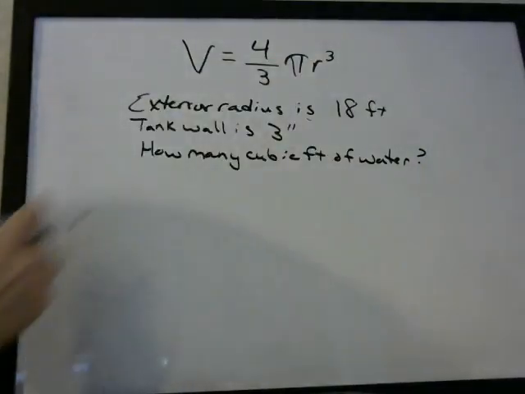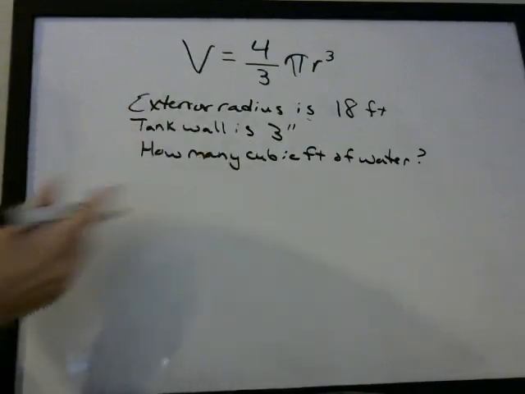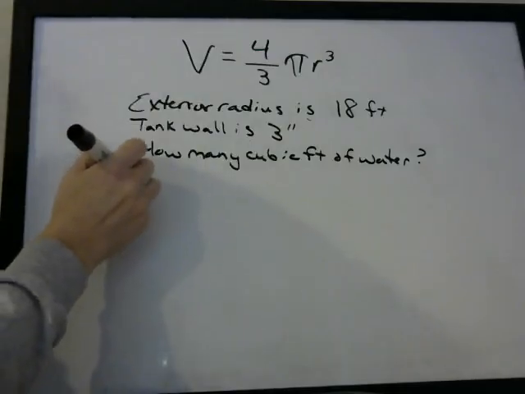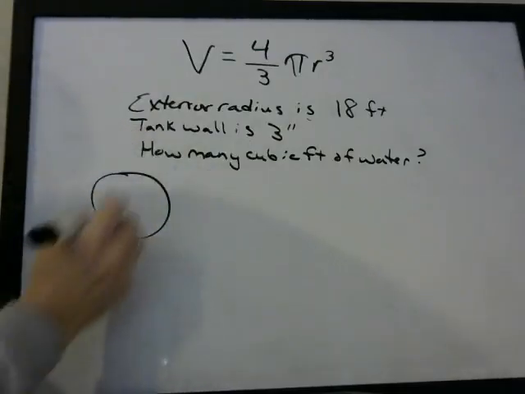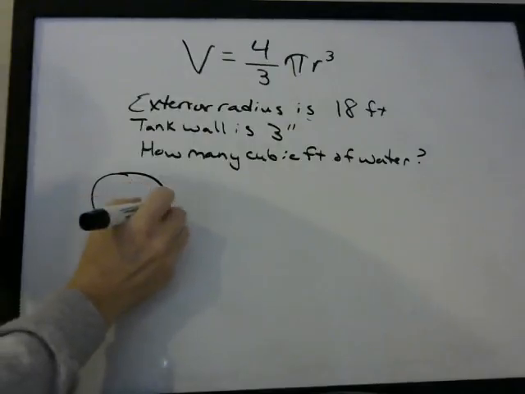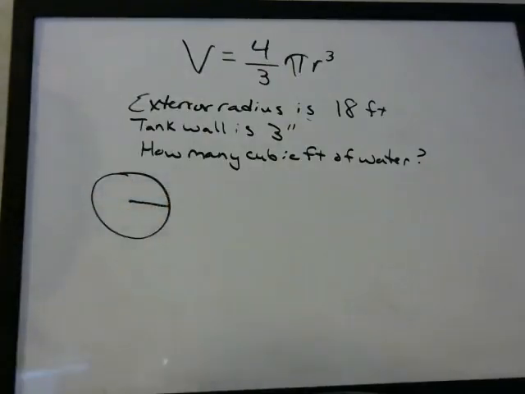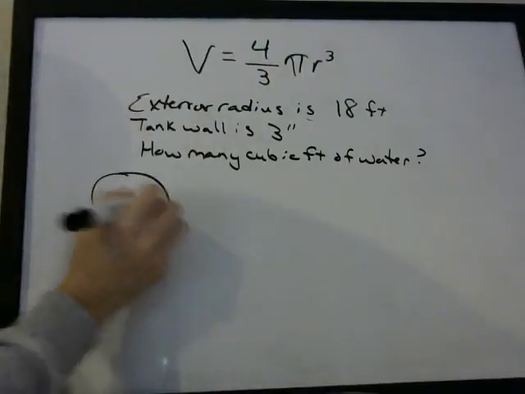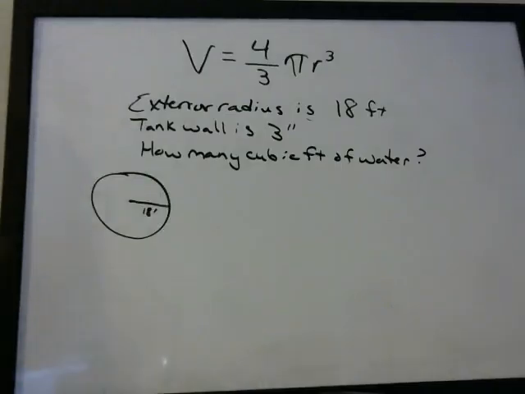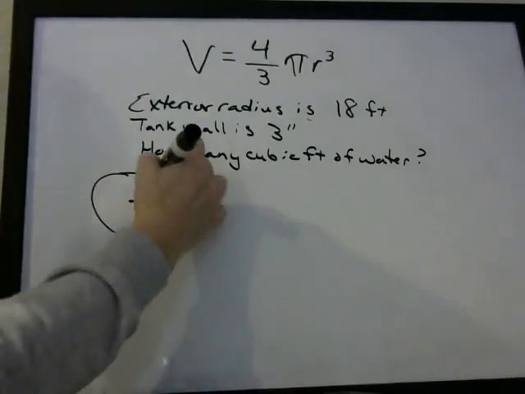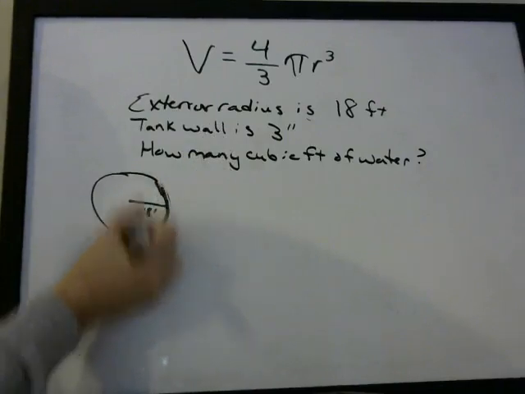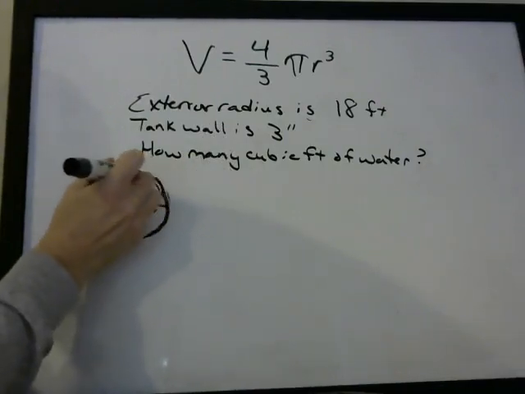So what does this mean? Remember, we have a sphere, a ball. We're going to fill it up. The radius is 18 feet. So let's say we're looking at that circle. The radius, remember, is from the center out. Exterior means the outside, so to the outside edge is 18 feet. But they're telling us that the wall to this tank is 3 inches. So there's a thickness to this wall. It's not paper thin, it has a thickness to it.